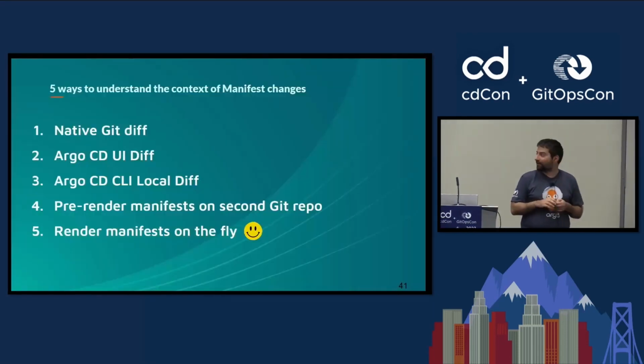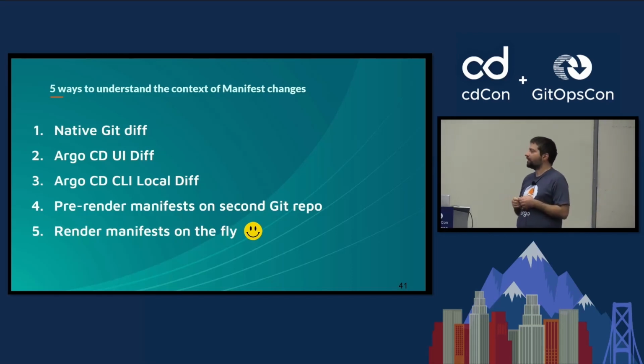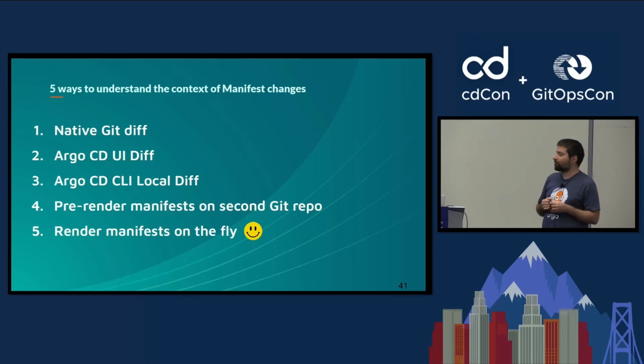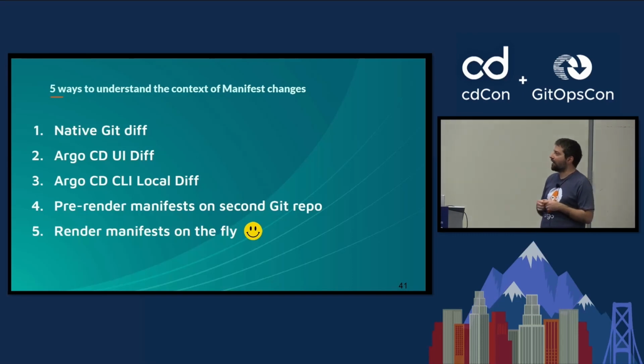So we have seen 5 solutions about previewing the changes that will appear in your application. First, we have the naive Git diff that doesn't have any context, so don't use it. We have the UI diff that Argo CD is offering. This is a great built-in choice, but it's far too late in the process, so I wouldn't recommend it. We have the CLI local diff, which is great for experimentation, but if you want to put it in production, you need to give access to your Argo CD instance from your CI system, which is something that maybe you don't want to do.